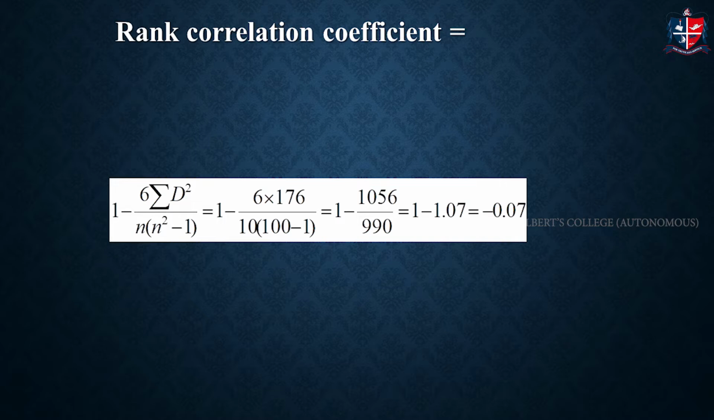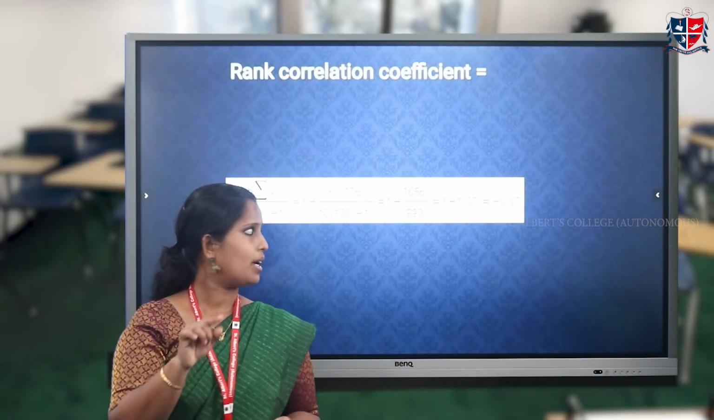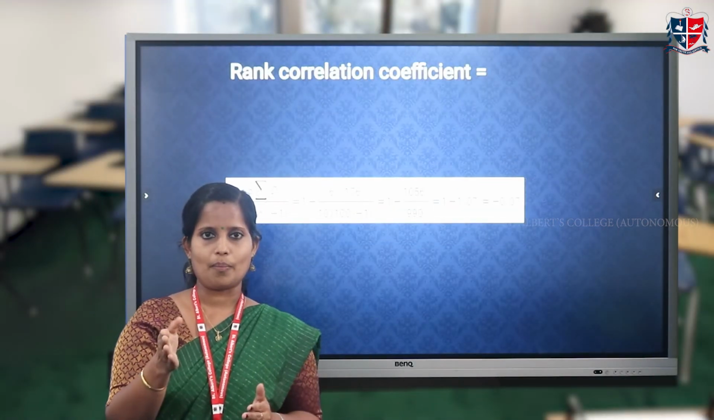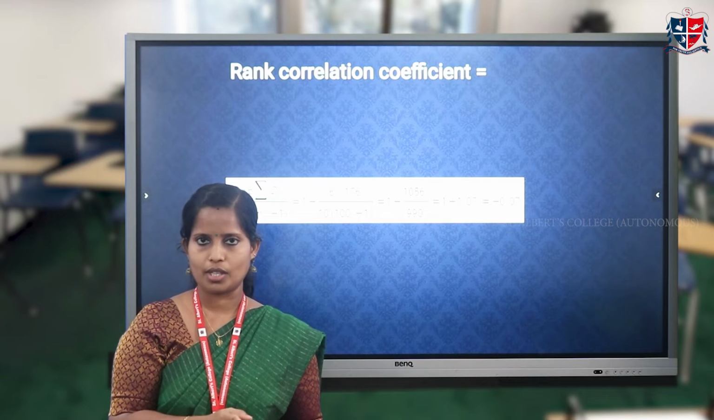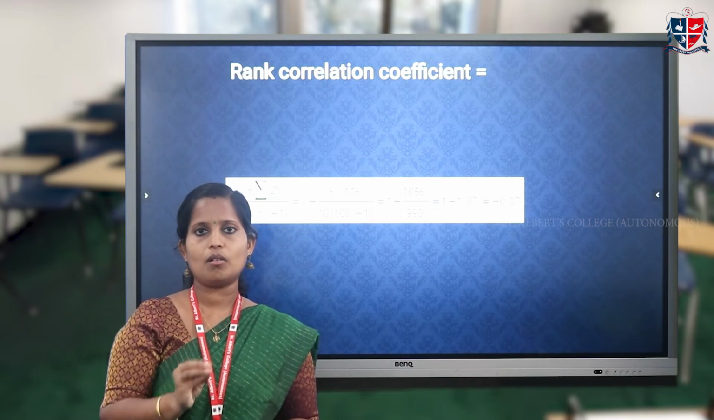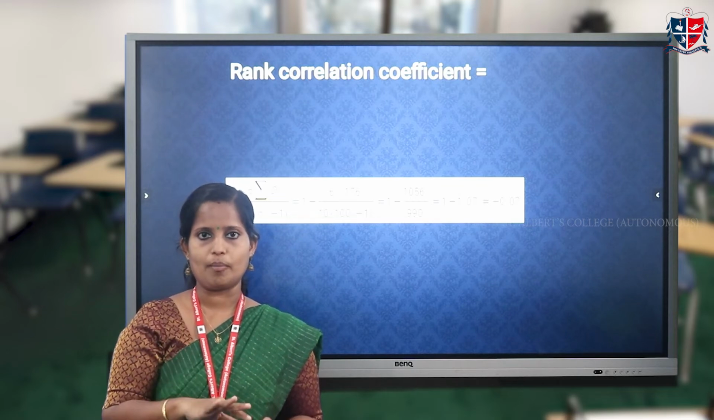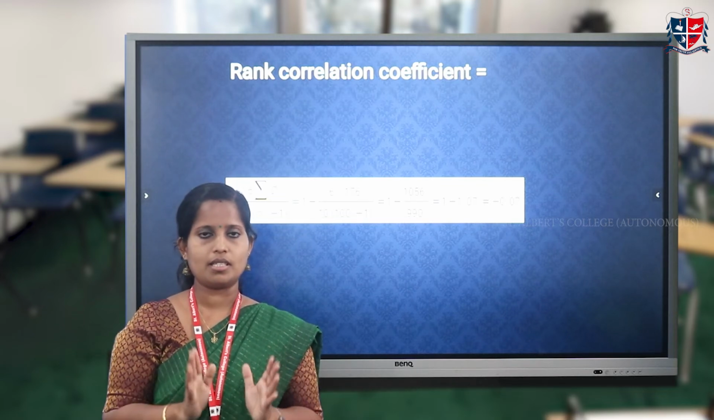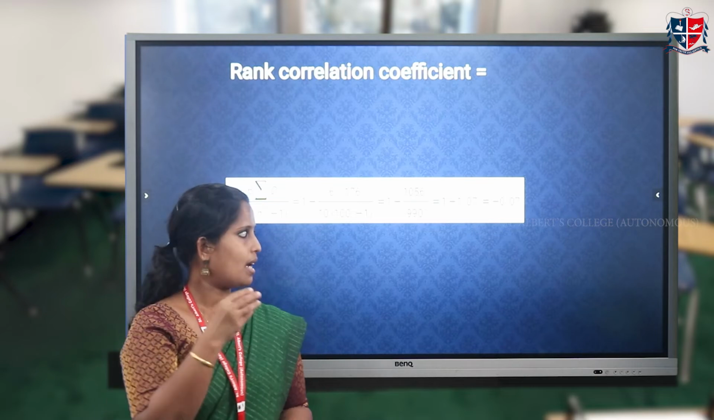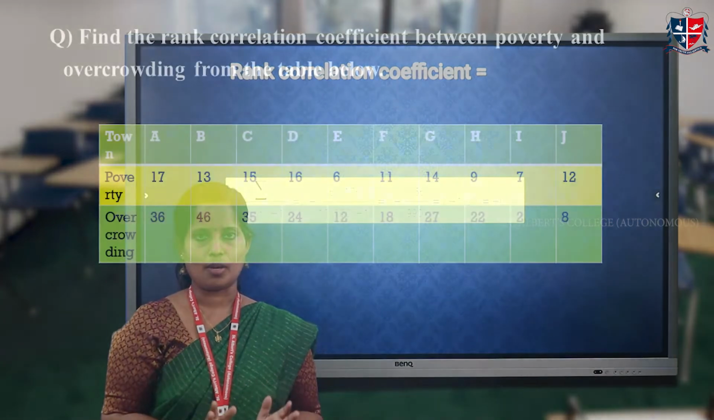The next thing is how we can interpret such an answer. Here we get a negative value, so we can say there is a negative correlation. Look at the quantity 0.07. It is approximately 0 but not 0. So the conclusion is that there is a negative, very low correlation between the two variables, that is, the rank before and the rank after. This is how we interpret an answer for a particular question.